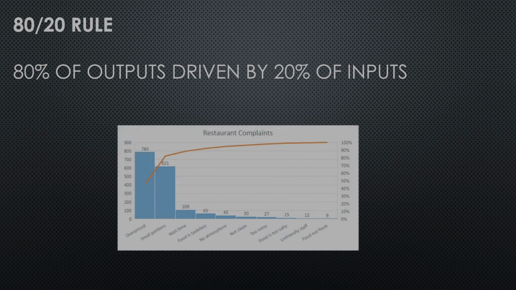Here's one example of a Pareto chart. It lists all of the complaints that a restaurant receives. As you can see based on the chart, roughly 80% of all of the complaints received by this restaurant came from the top two categories, overpriced and small portions.